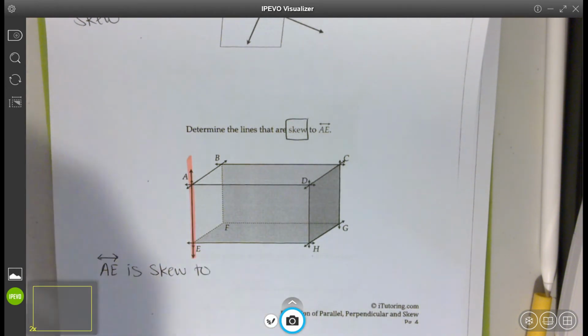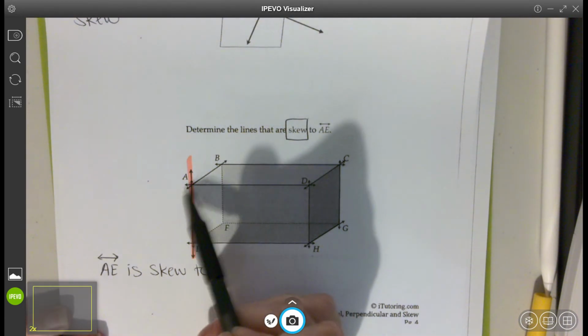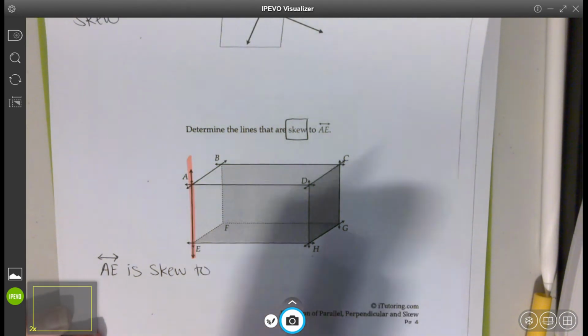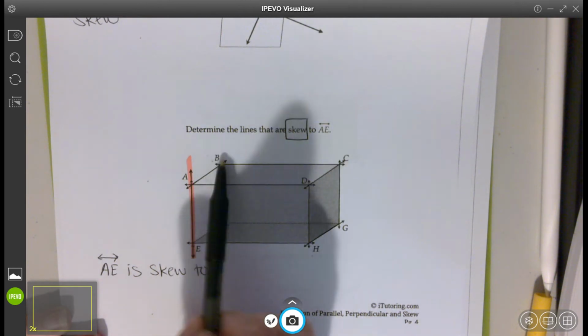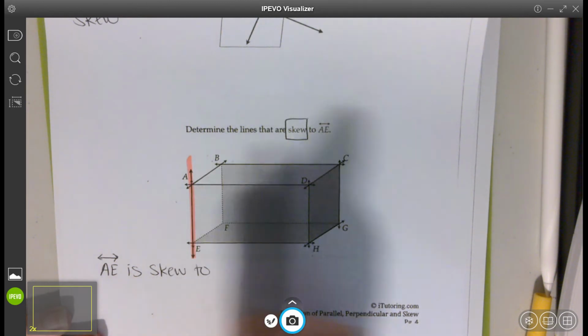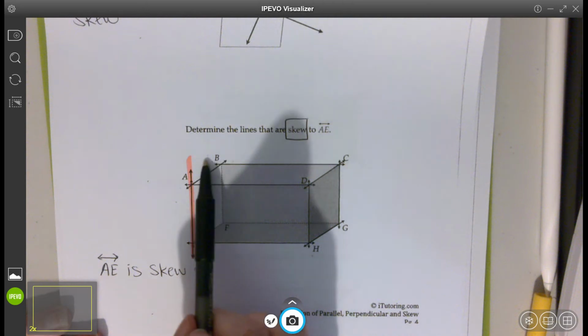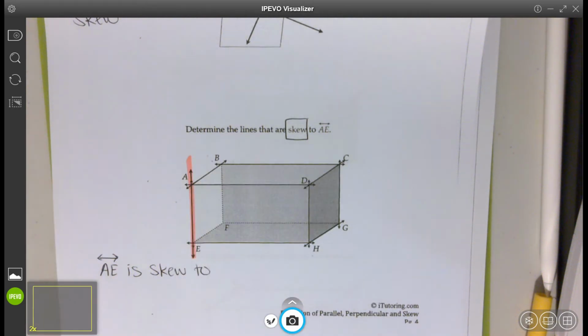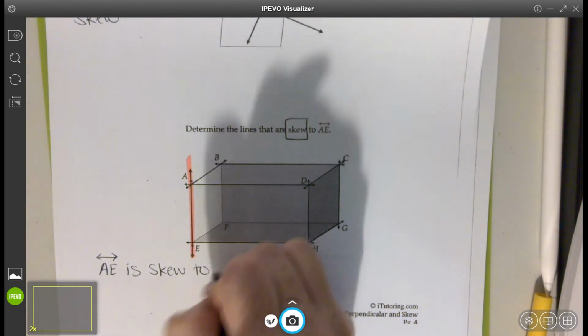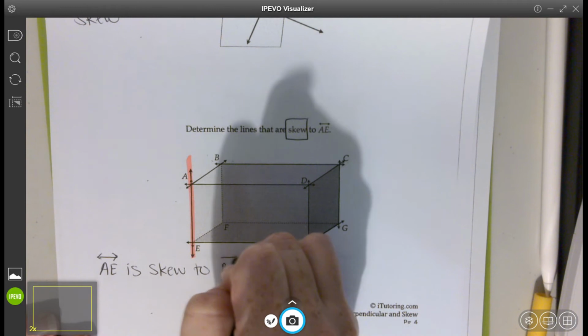So now I'm going to go towards the back of my figure a little bit. So let's go to AB. AB touches it, so it doesn't work. BC. BC does not touch my pink line. BC is not parallel to my pink line. And BC is not on the same face or plane as my pink line. So I'm going to say AE is skew to BC.